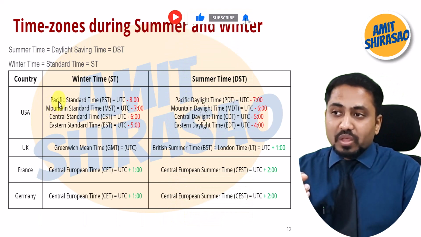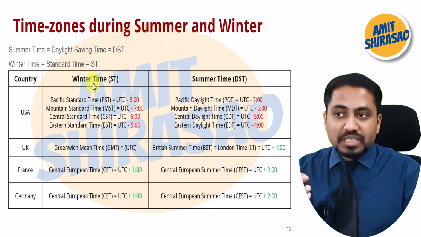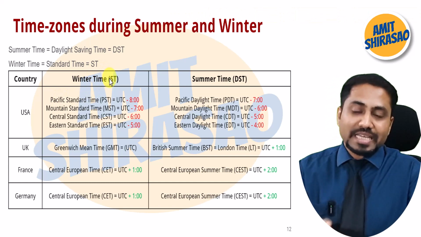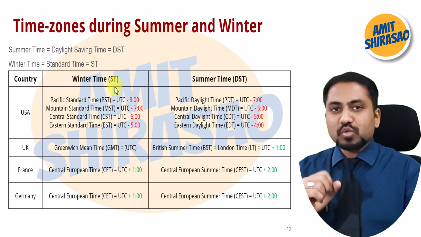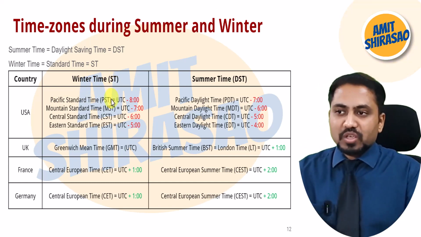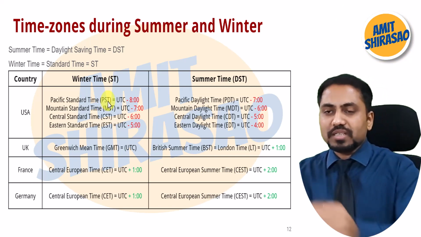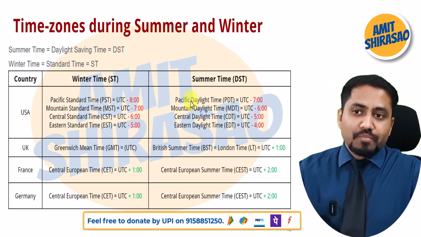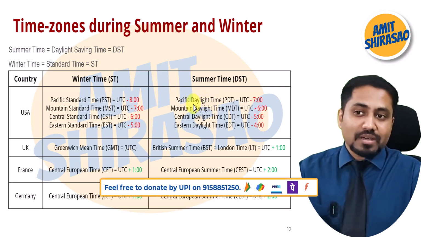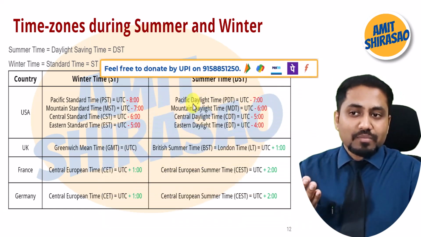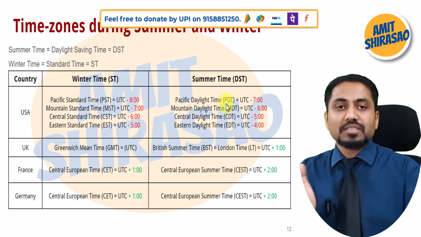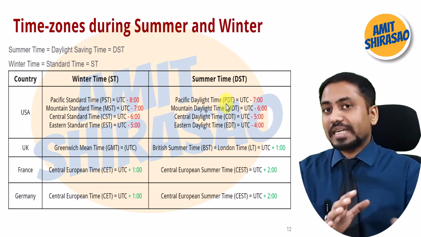Whenever you say winter time, it is also called standard time, also called ST. So when you say Pacific Standard Time, it means it's the winter time. And when you say Pacific Daylight Time, PDT, it means it is the summer time. It is with the daylight saving.